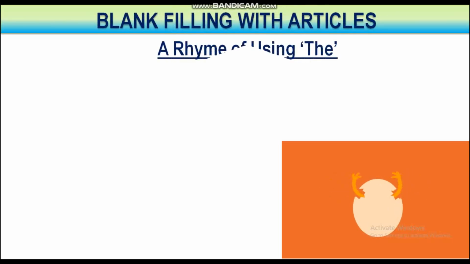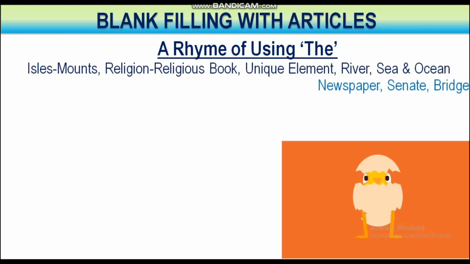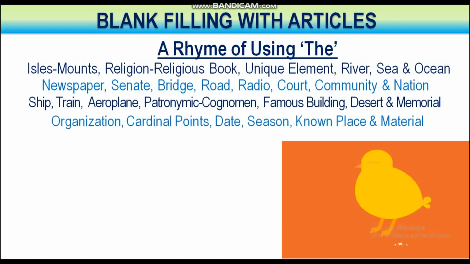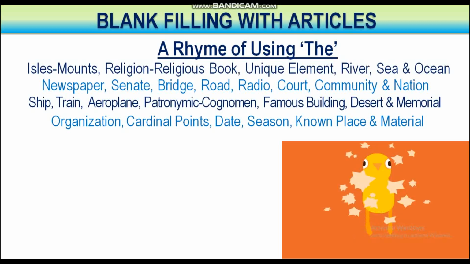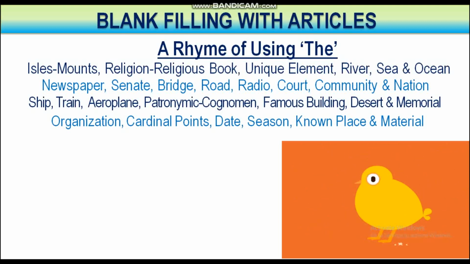Rhyme number 3 for using of article the. Let's read the rhyme. Isles, mounts, religion, religious book, unique element, river, sea and ocean, newspaper, senate, breeze, road, radio, court, community and nation, ship, train, airplane, patronymic, cognomen, famous building, desert and memorial, organization, cardinal points, date, season, known place and material.